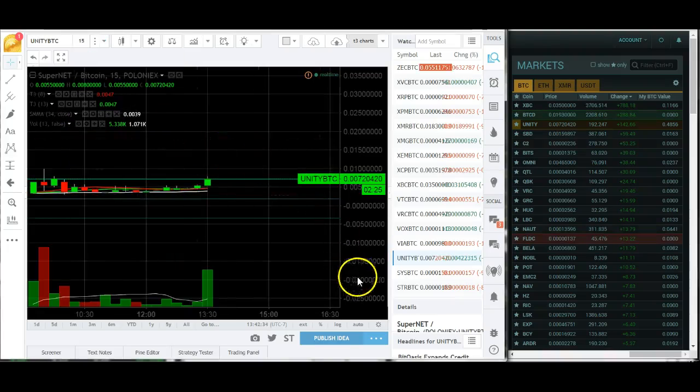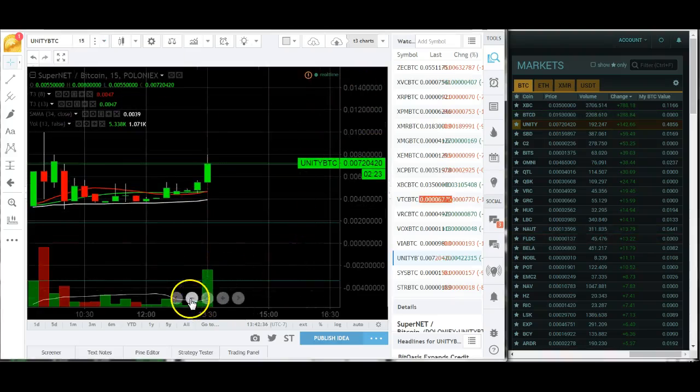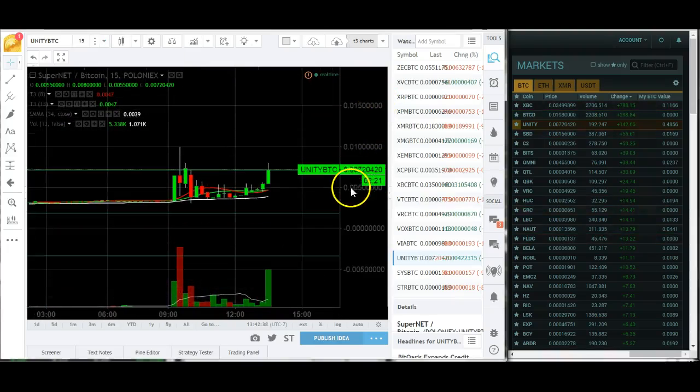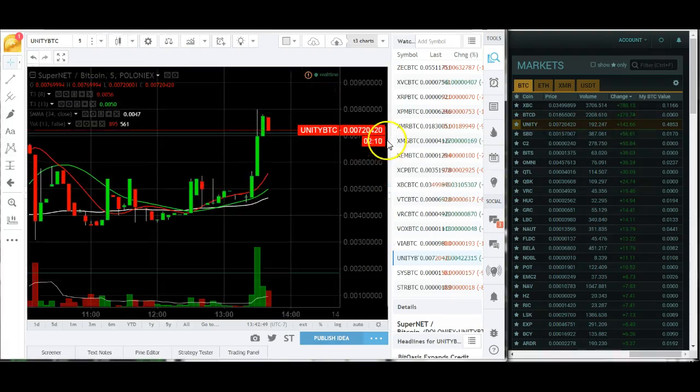Let's look at the 15-minute chart. Looks like it's being rejected so far. We got a double top coming in. I'm watching that 5-minute chart. Looks like I need to sell off a little bit. So bear with me, I'll be right back.